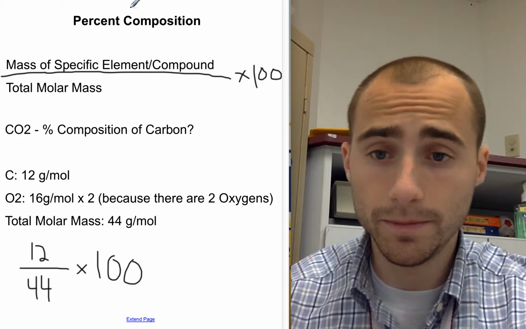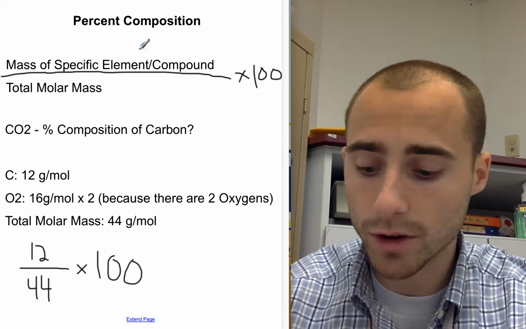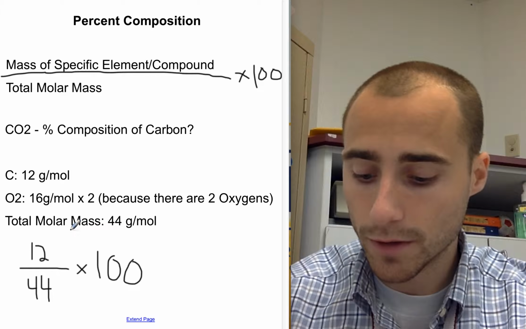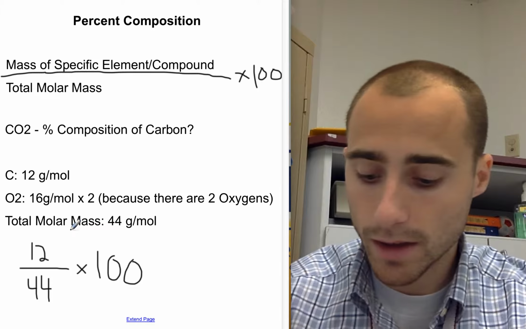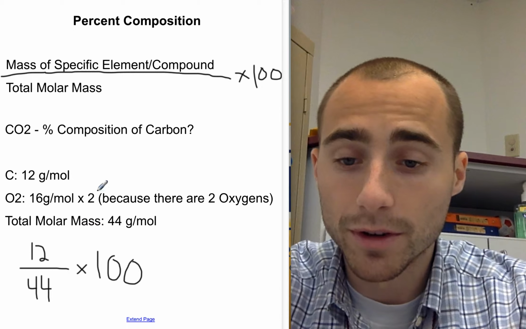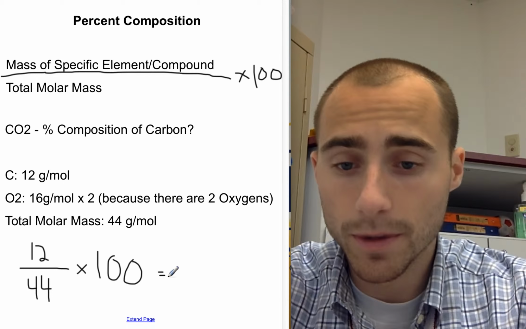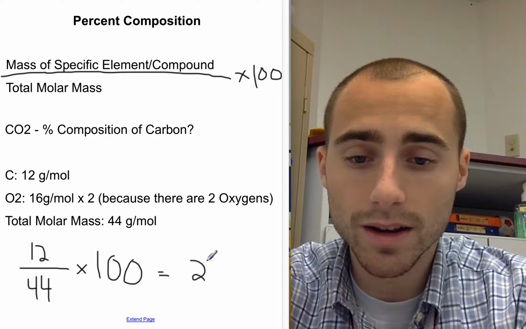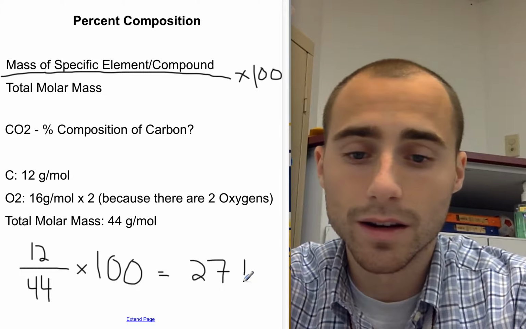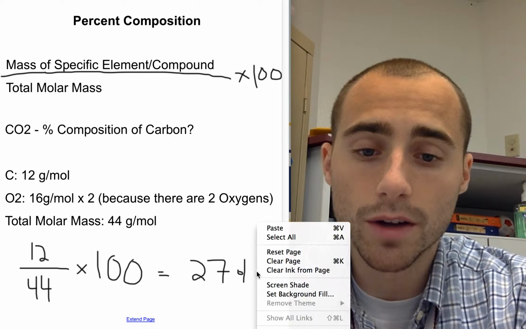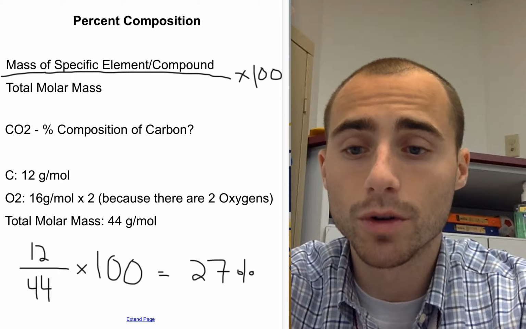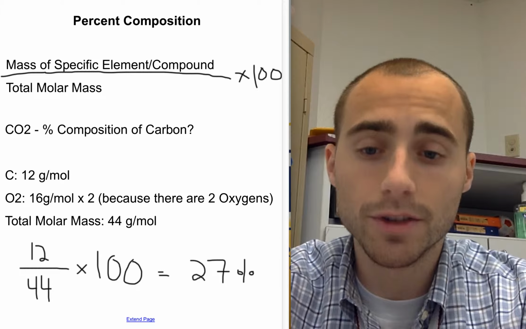That is a very straightforward equation. You see I get the 12 because that is the mass of the specific element that I want to know about, and then I get 44 because that is the total molar mass of carbon dioxide. So I do 12 divided by 44, times 100. My percent composition of carbon, the percentage of carbon dioxide that is made up of carbon, is about, if I round it, 27%. So in any given molecule of carbon dioxide, 27% of that molecule is carbon.